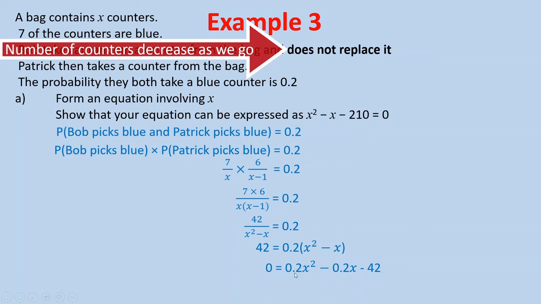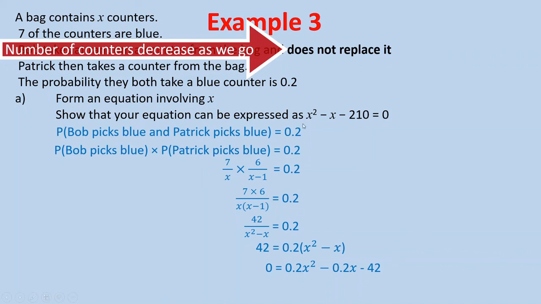As you can see, I want my answer in the format where it's a quadratic equal to 0. So now I've got 0 equals 0.2x squared minus 0.2x minus 42. This is not quite the correct format just yet. I need this just to be x squared, not 0.2x squared.